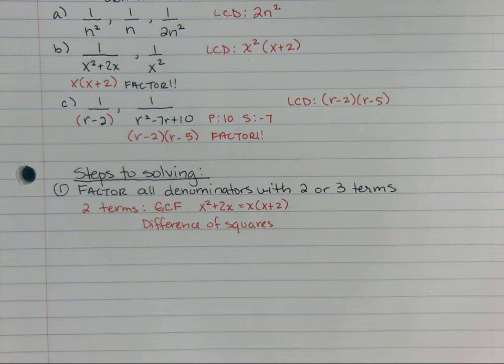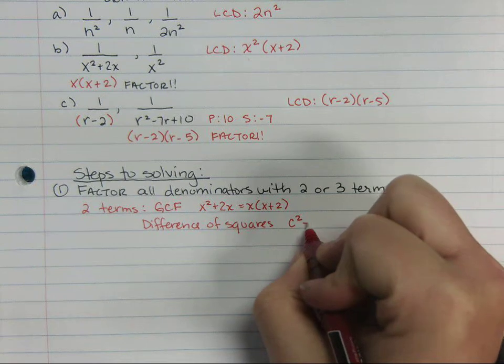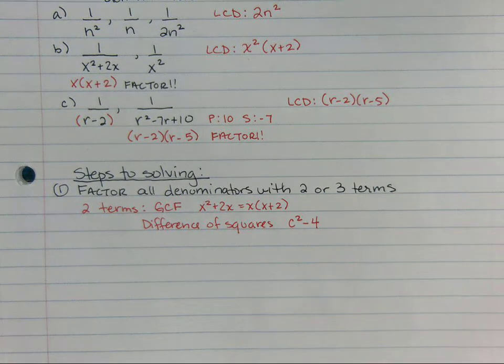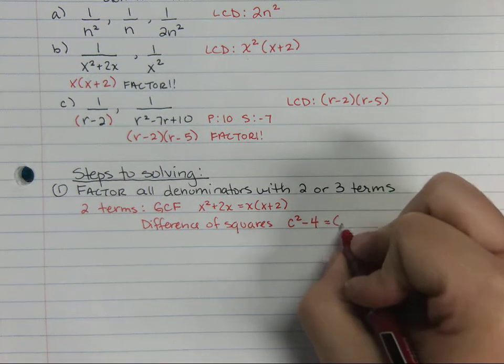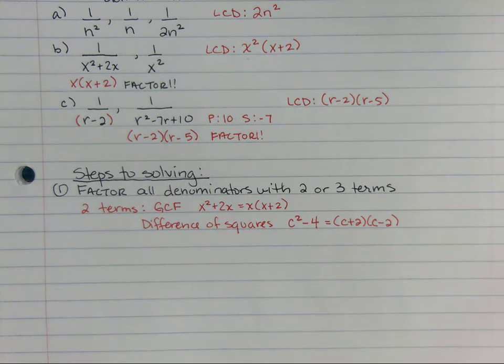And those are ones where you have 2 terms, where you have a perfect square minus a perfect square, like c squared minus 4. Right? Where there is no GCF. There's nothing I can do by taking out something I have in common, but I can factor this as a c plus 2 and a c minus 2. So when you have 2 terms, those are the most common type of options.